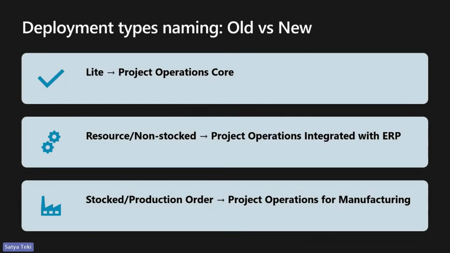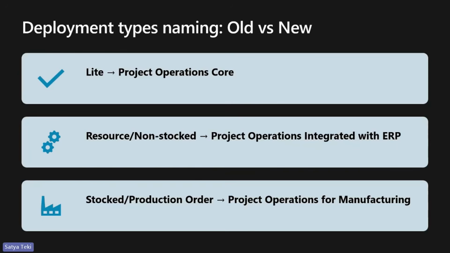So, to start off, we have officially renamed our deployment types to better reflect the value and clarity our customers expect. These new names align with how organizations implement and scale project-centric operations across industries. Deployment type Light is now Project Operations Core. This deployment type is designed for customers integrating with a third-party ERP system, focusing on deal to pro forma invoicing.